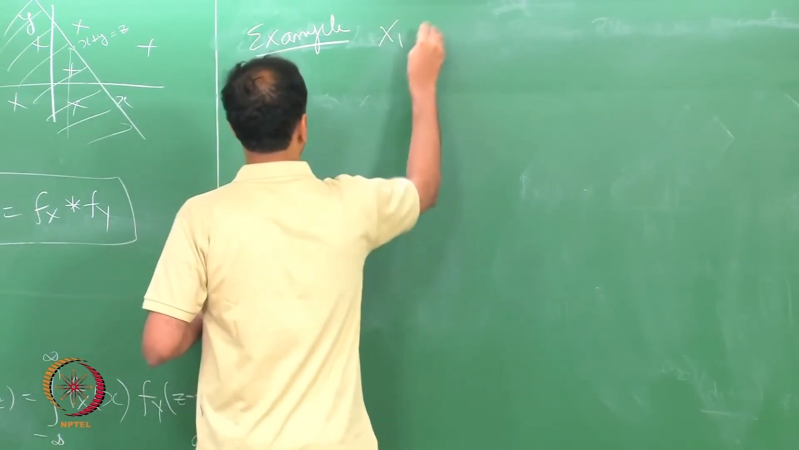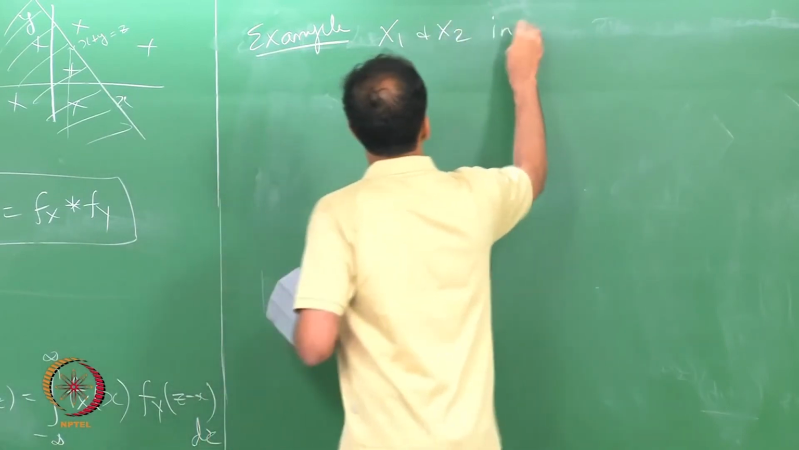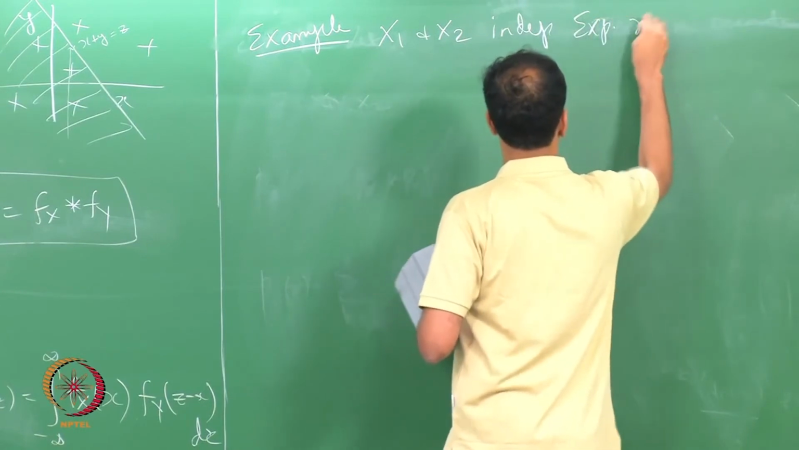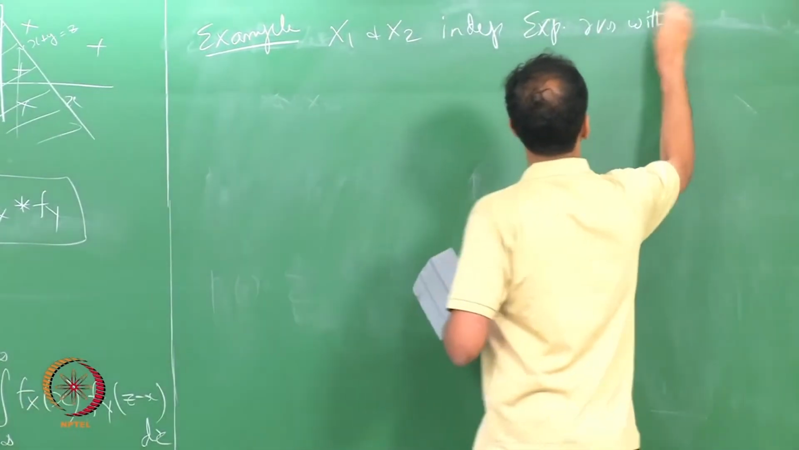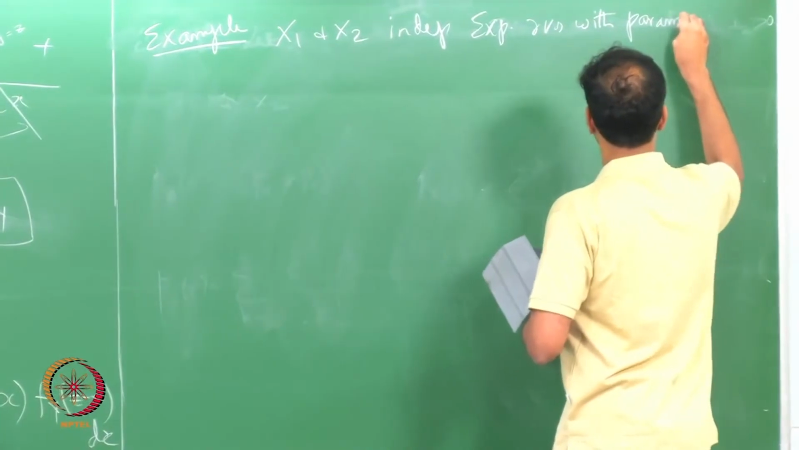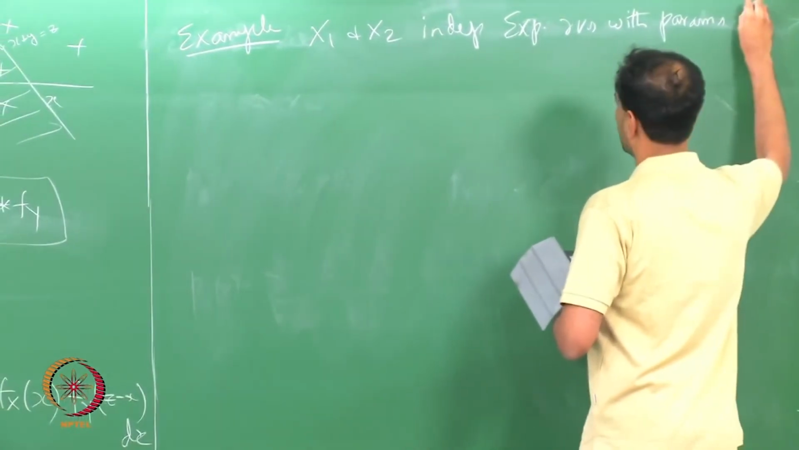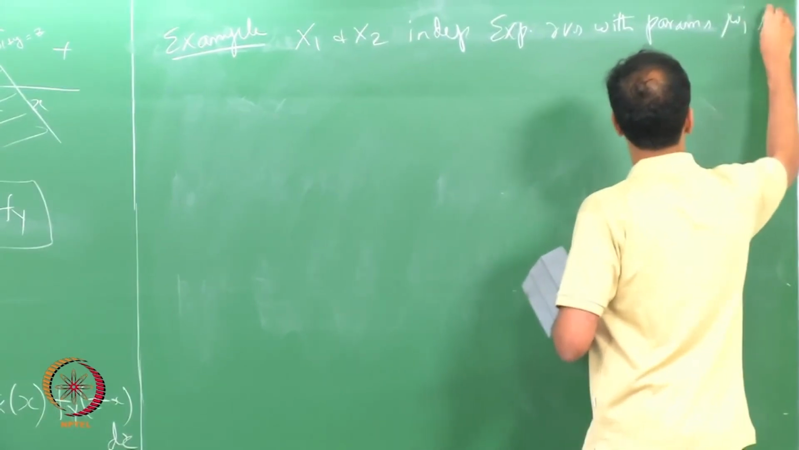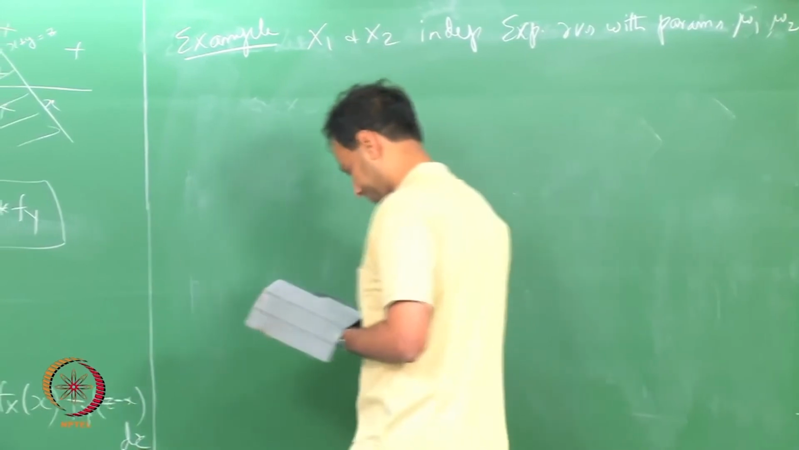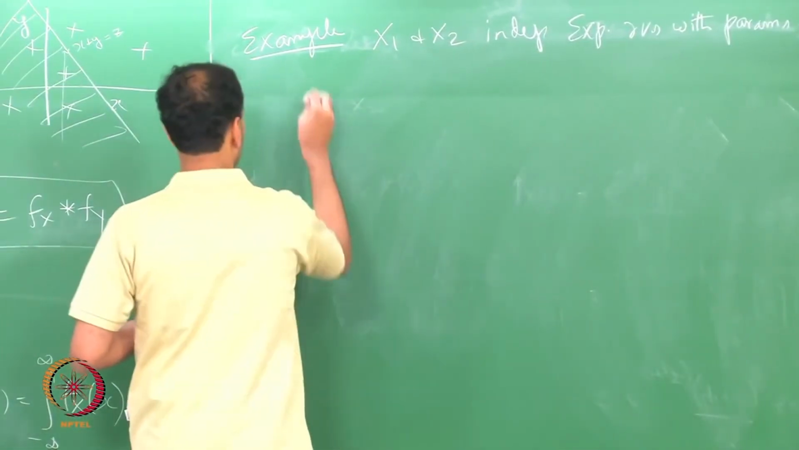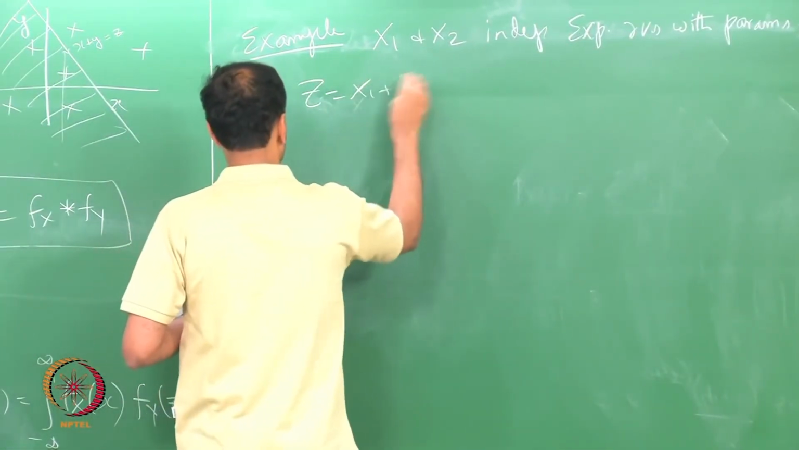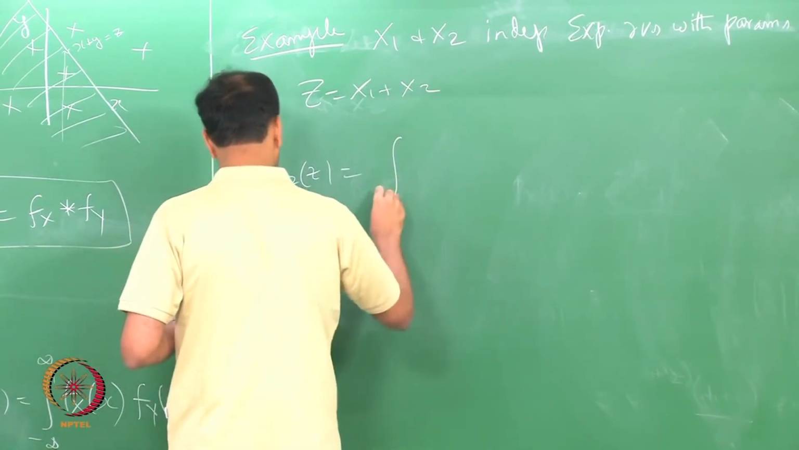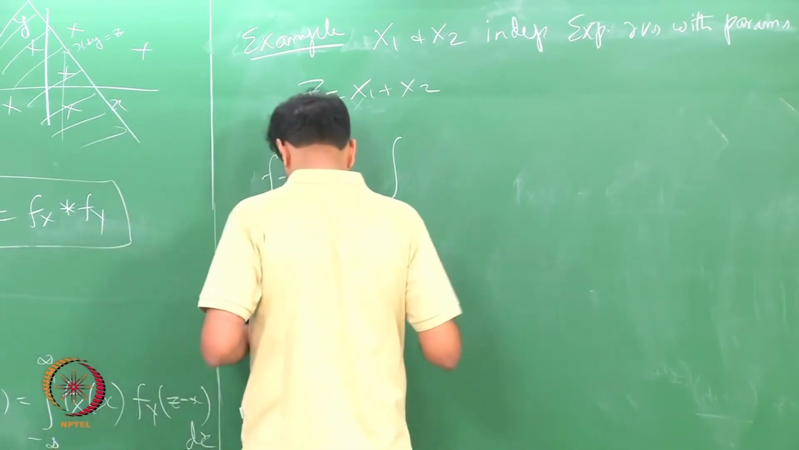So, let us say x 1 and x 2 are independent exponential random variables with parameters mu 1 and mu 2, and z is equal to x 1 plus x 2. Now, f z of little z is given by the integral.